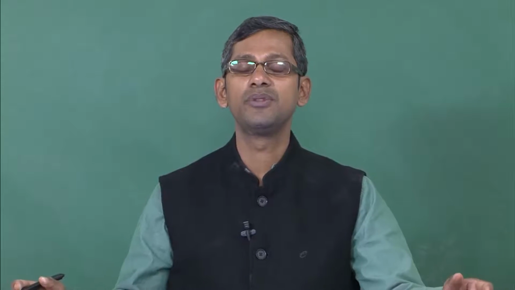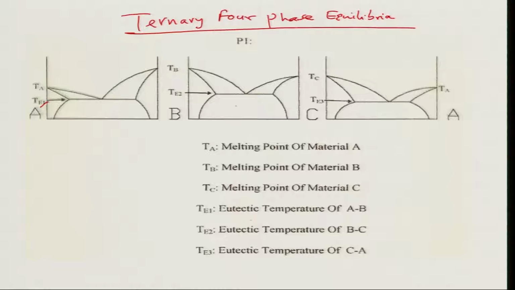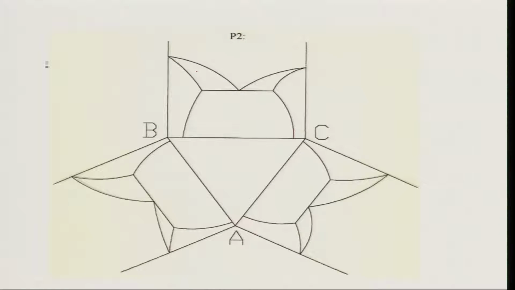As we have been doing for the last few lectures, a ternary 4-phase eutectic equilibrium in case of type 1 involves all the binaries having eutectics: the AB binary is a eutectic TE1, the BC binary is a eutectic TE2, and the CA binary is a eutectic TE3. Here you see A has a lower melting temperature than B, or B has the higher melting temperature. This is the system. So, you have eutectics between AB, BC and CA, right, you can see here.